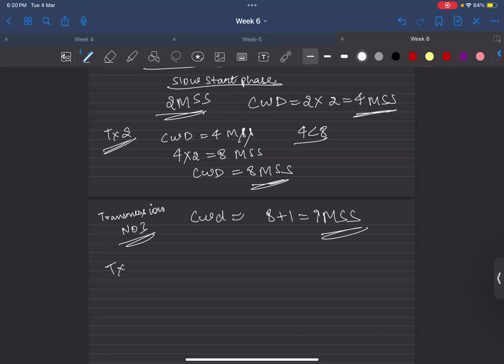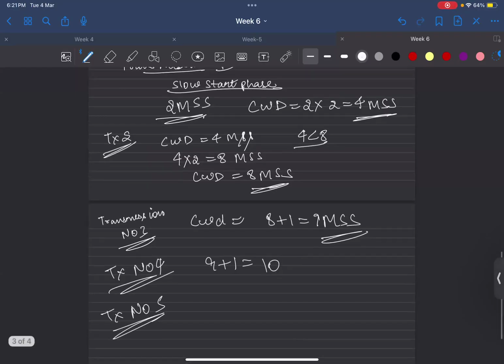Transmission number 4. Now, as we have hit the threshold, we have entered the additive increase. The name suggests that we have to increase it. That is now 8 plus 1. We are increasing by 1 MSS per RTT. That is why it's 8 plus 1. Now, transmission number 4. Again, it's 9 plus 1. That is 10.